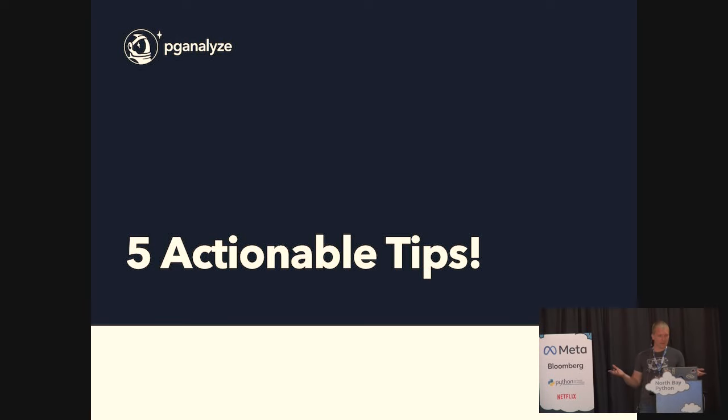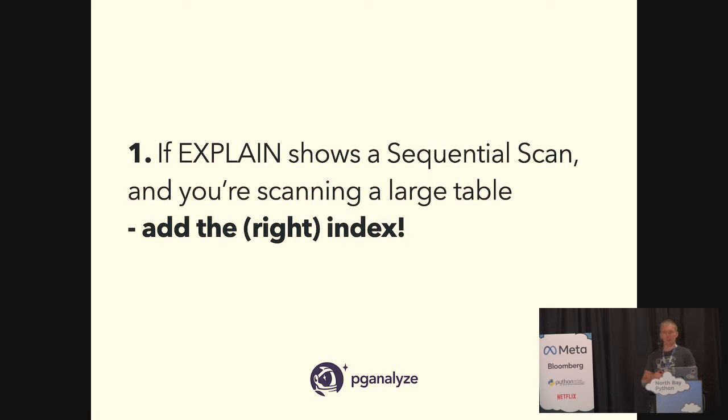Now let me close with 5 actionable tips, and then we should be ready for lunch. So first of all, if your explain shows a sequential scan and you're scanning a large table, then add an index, right? If you're on a tiny table, like a few megabytes, you don't need an index. Postgres might even choose not to use an index. But if you have a large sequential scan that's slow, really it's an indexing problem. So none of the things we talked about really matter that much. Just look at how to create the right index types for your queries.